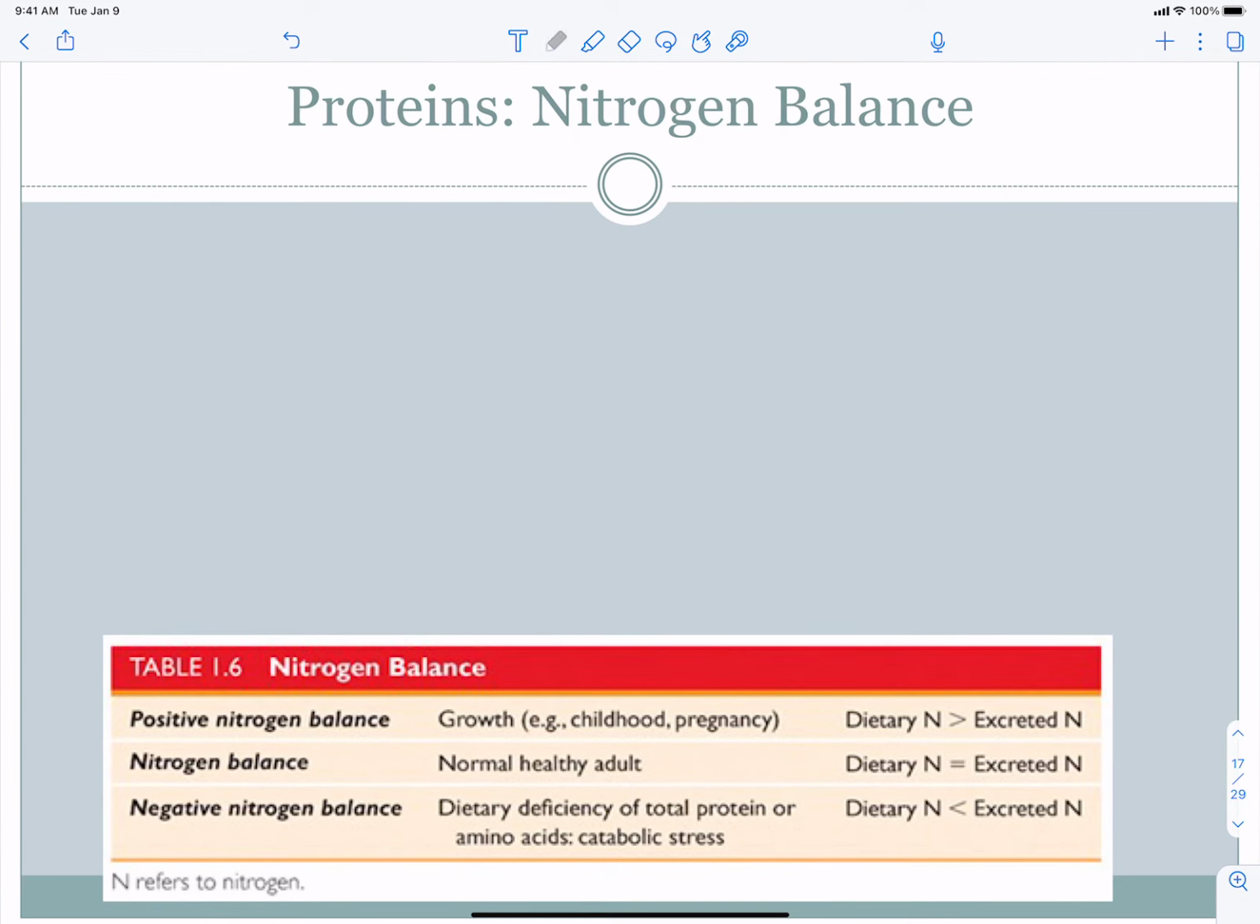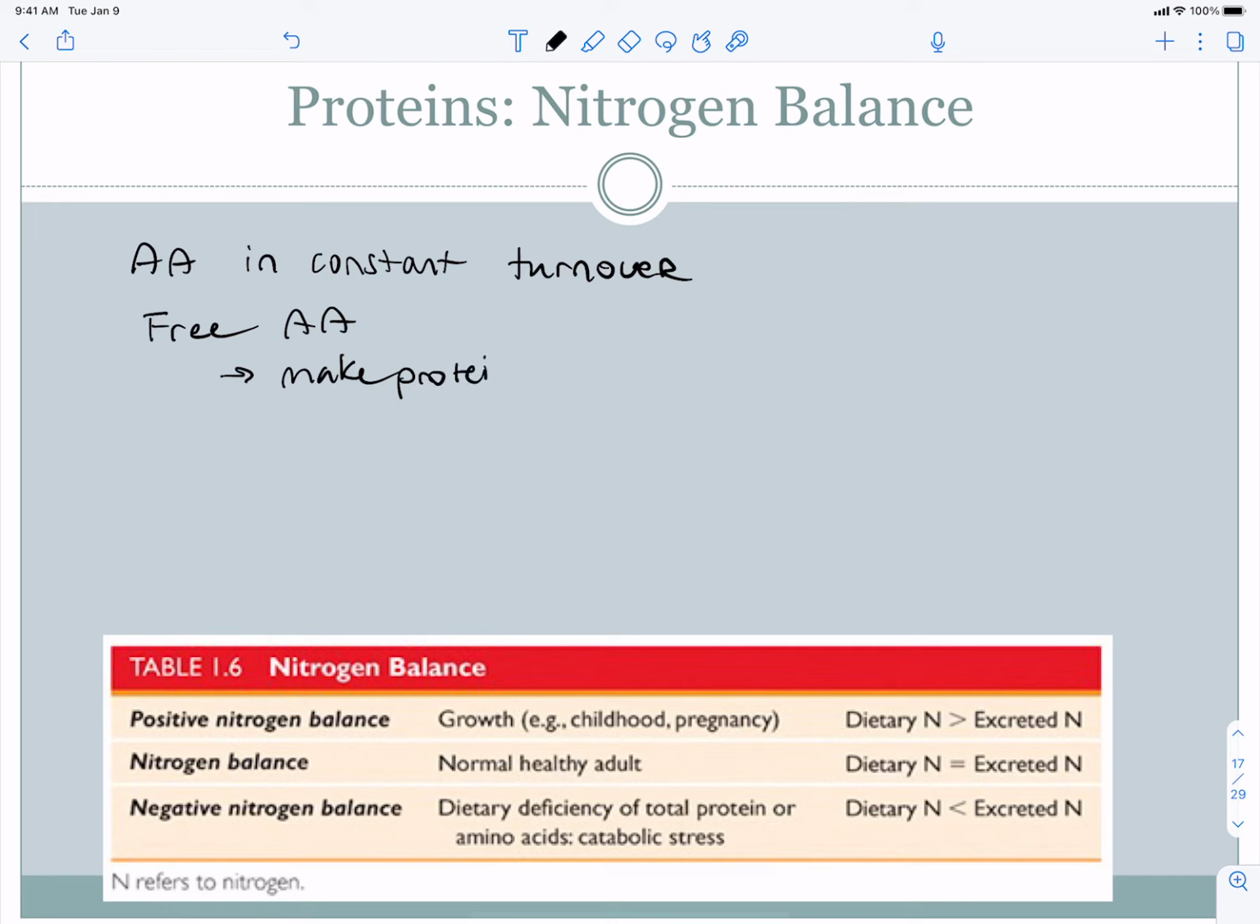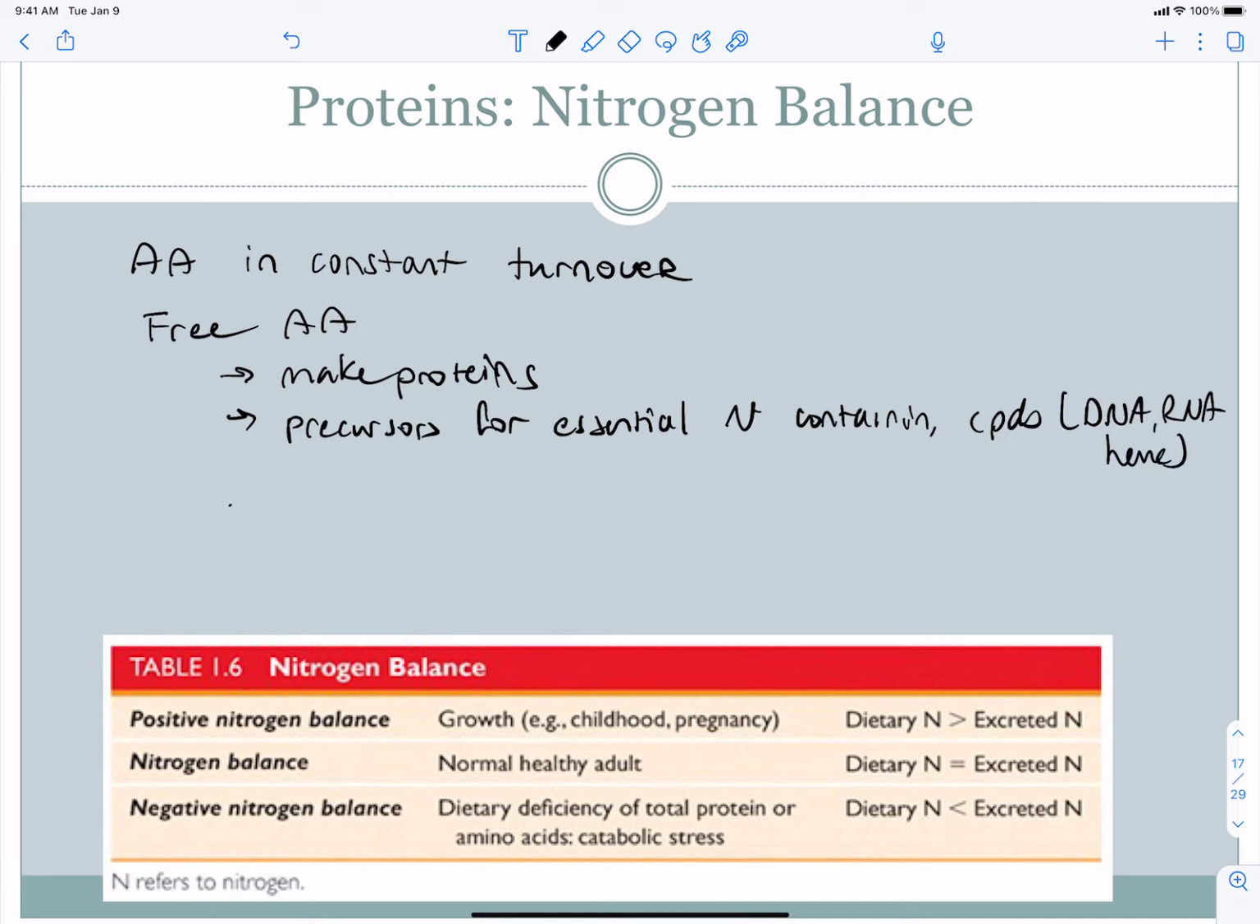All right, so just a little bit about nitrogen balance. Nitrogen balance is associated with the amino acids, and the amino acids are in constant turnover. And so we have free amino acids, and they can make proteins. Remember, transfer RNA has an anticodon for the amino acid to build to make proteins. They are also precursors for essential nitrogen-containing compounds, and those would be like DNA, RNA, heme. And they can also be oxidized for energy. And then the nitrogen will go to urea for excretion.